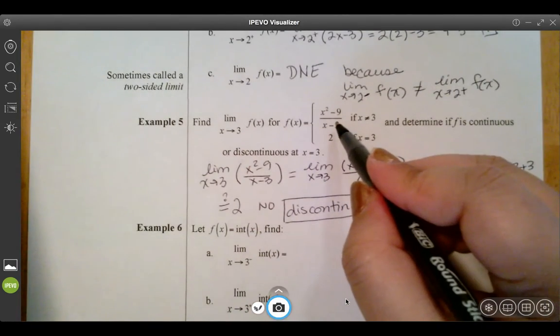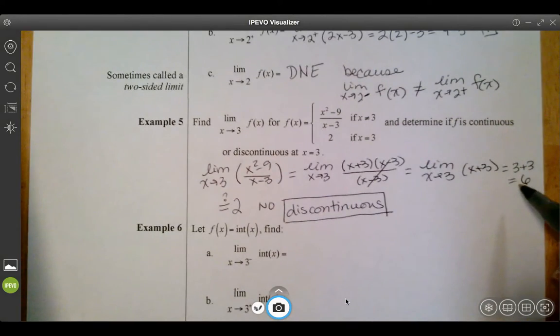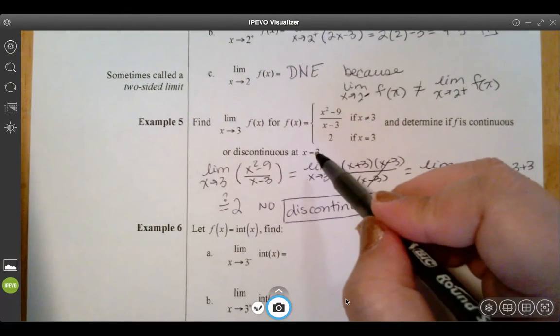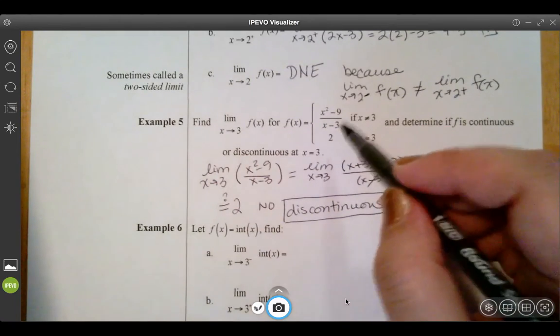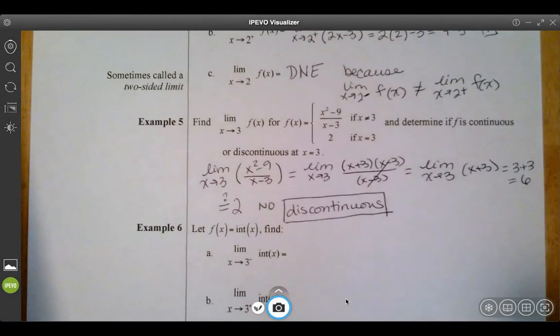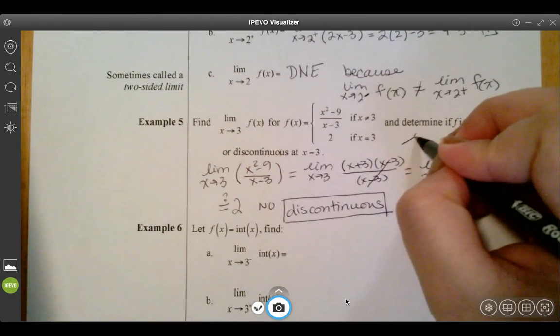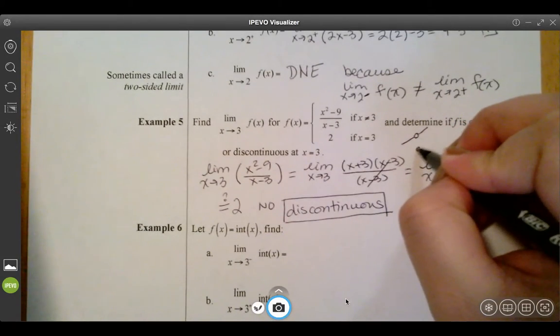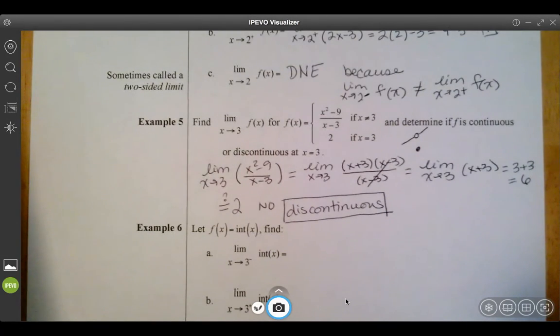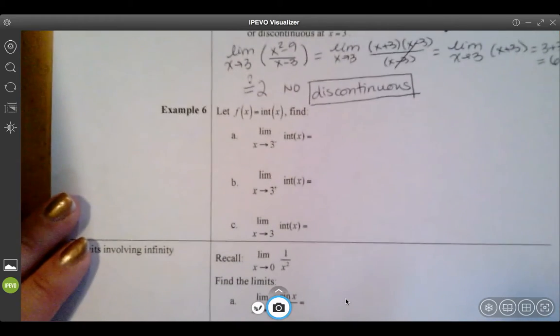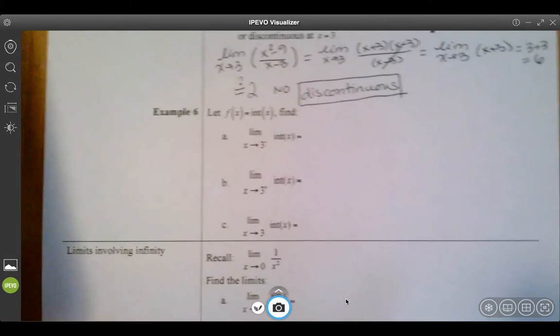Because our top function approaches 6 and then drops down to 2, and then it continues off from 6. So what this would look like is a function with a hole. So it's something like a hole that's filled in at 2, discontinuous. Okay?